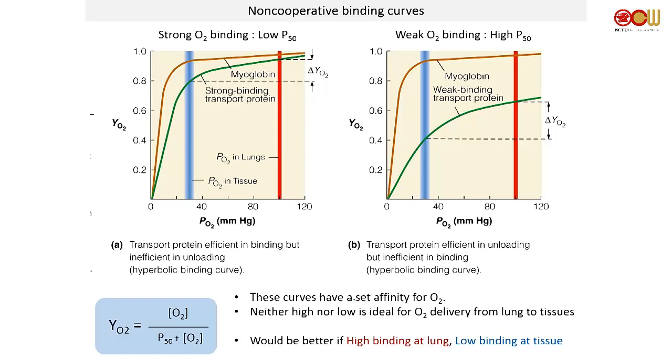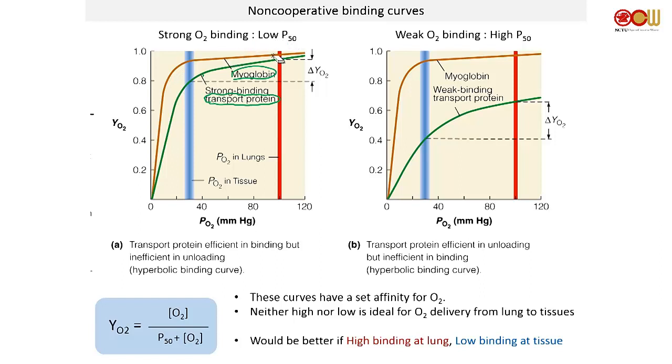So we say hemoglobin has to bind oxygen weaker than myoglobin. On the top line here, this is myoglobin. The bottom one, you're going to call a transport protein. And you can have two types: a strong binding transport protein or a weak binding transport protein. So let's take a look.